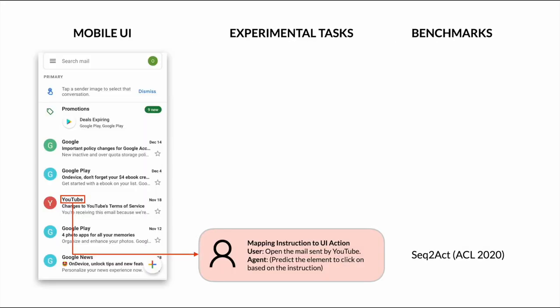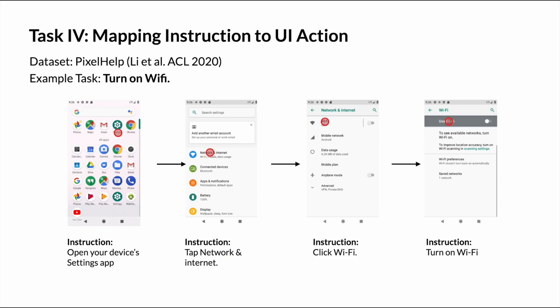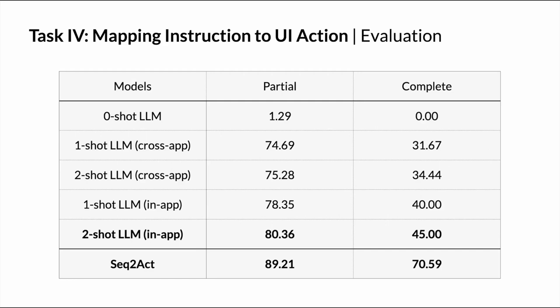The last task is mapping instruction to UI action. Given a screen and a user instruction, the model needs to identify the UI element to perform the corresponding UI action. We use the Pixel Help dataset, which contains interaction traces for tasks such as turn on Wi-Fi. Each trace contains multiple steps, and each step contains an instruction. We evaluated with the metrics reported in the original SIGCHI paper. Partial means the percentage of individual steps being correctly predicted, and complete means the percentage of the entire interaction traces being correctly predicted.